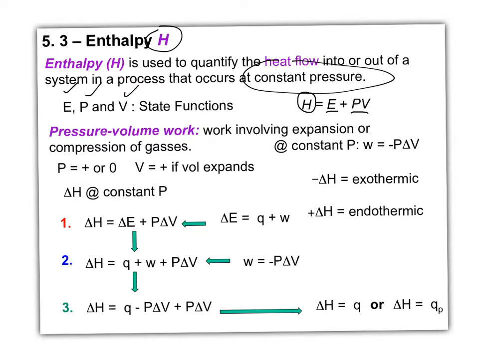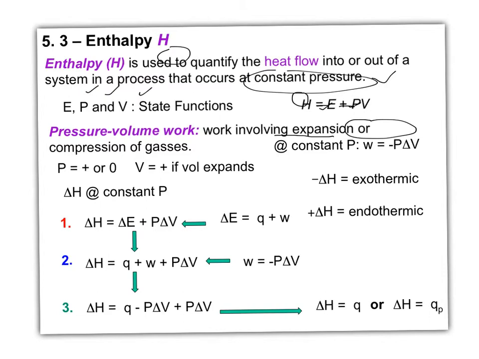So the energy value as well as the pressure and volume changes that occur are going to give you your overall enthalpic value. Pressure volume work is work that involves the expansion or compression of gases. We're going to look at this because enthalpy is observed at constant pressure. At constant pressure, our work value is equal to negative P times delta V. So we can interrelate pressure and work by this equation.